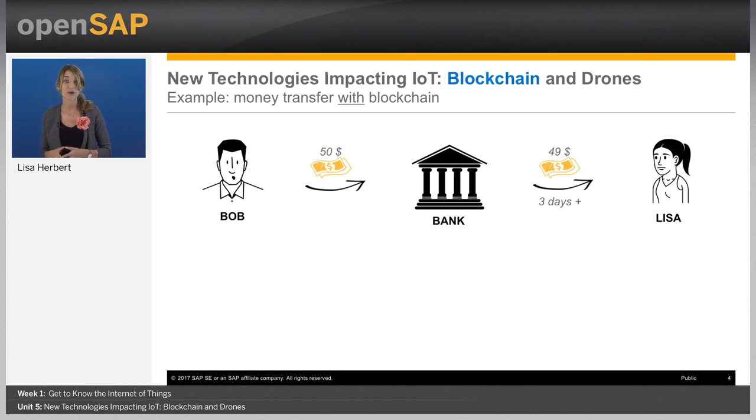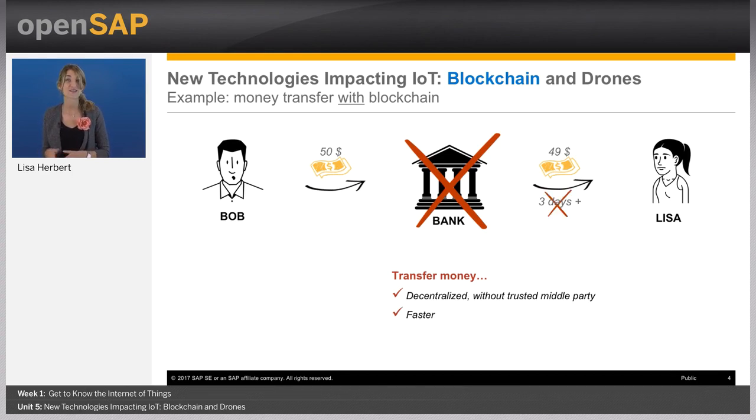With the new technology of blockchain, it is possible to transfer money, one, without a trusted third party like a bank, two, faster than three days, actually immediately. By comparison, think about how long an international transfer can take. And three, it is also cheaper as compared to the fee that a third party collects. Now you might ask yourself, how?